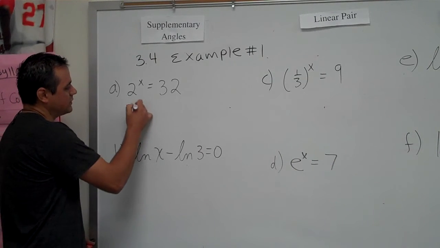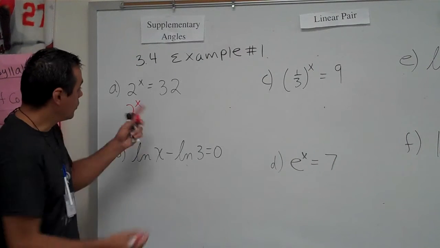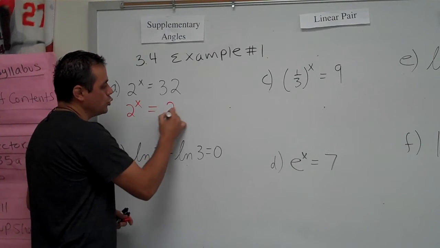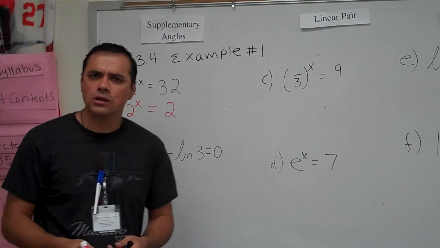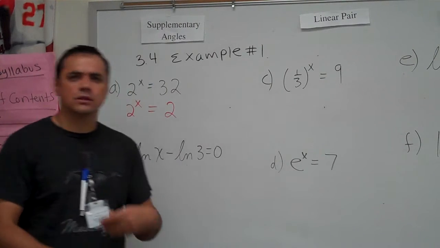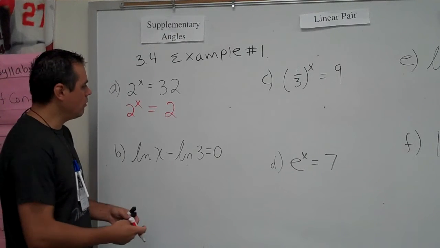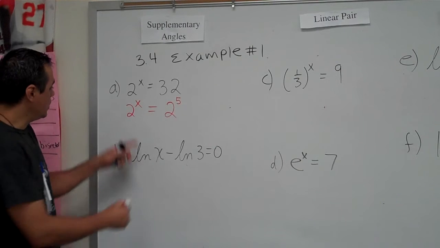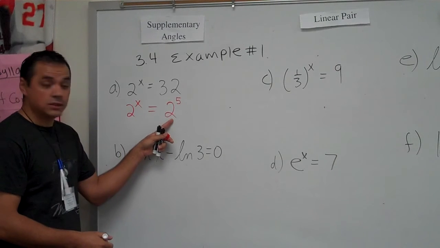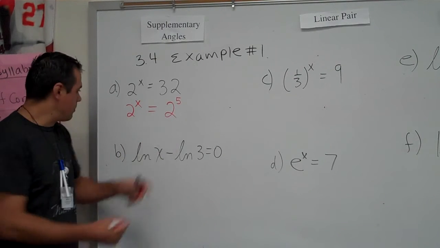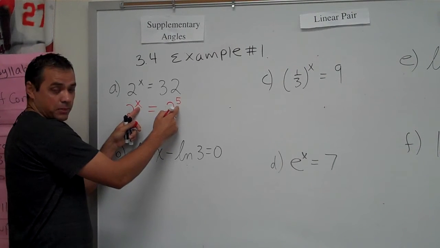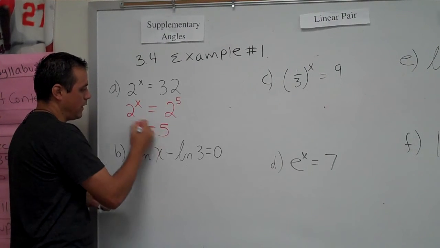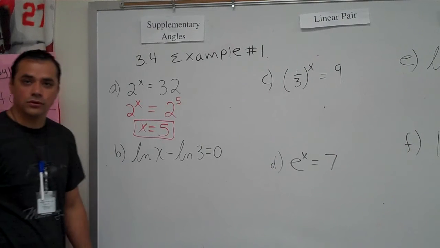So here we go. On this left side, we technically haven't done anything. On the right side, we know that 2 to what power is 32? Let's see, 2 times 2 is 4, times 2 is 8, 16. Oh, it's going to be 2 to the 5th power is 32. Now notice, this is a 2, that is a 2. So our one-to-one property says my answer is basically 5. And we're done. So there's the first one.